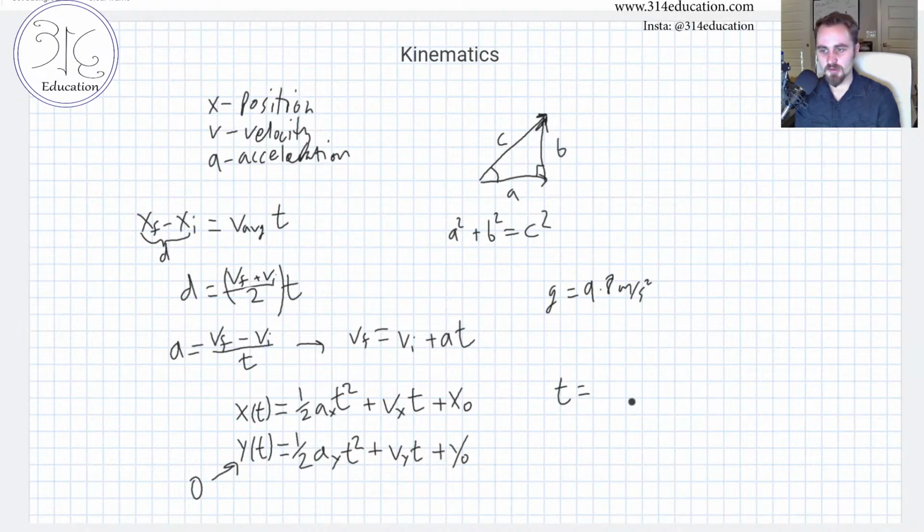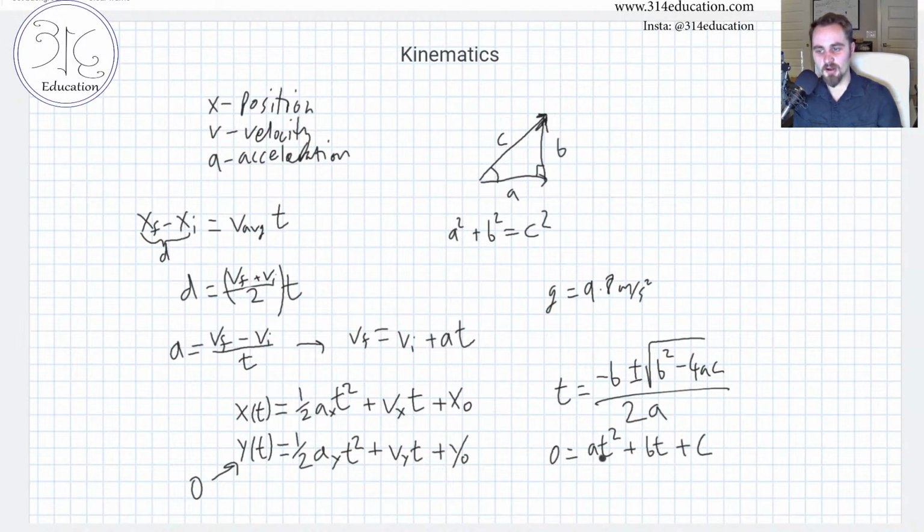So t is going to equal, we have x equals negative b plus or minus square root of b squared minus 4ac all over 2a. And so this is for the format of a quadratic. I used t instead of x, but something where these a's, b's, and c's are just coefficients to each term. And so in this case, a would be 1/2 ay or 1/2 ax. B would be vy or vx. And then c would be the x offset or the y offset.